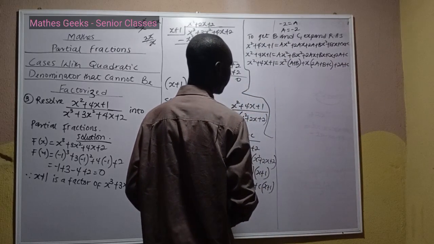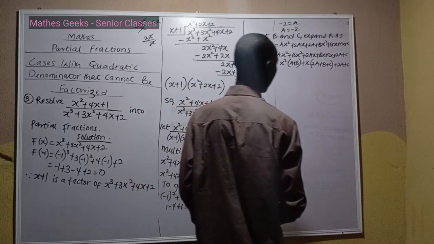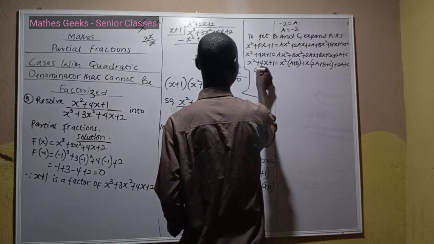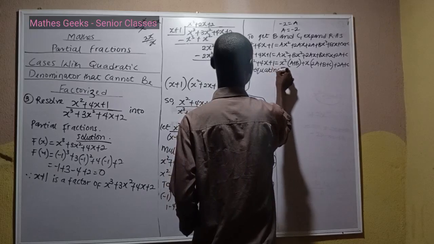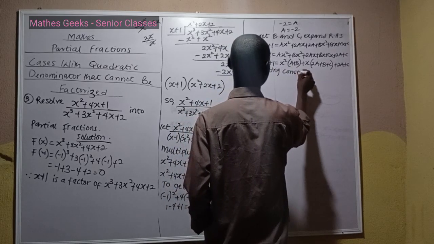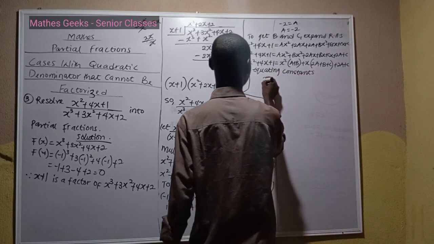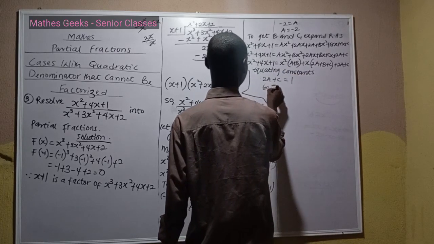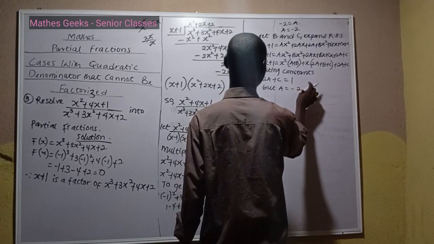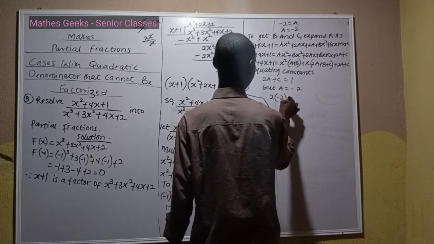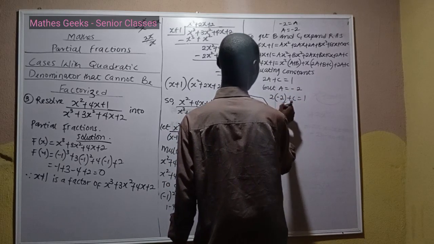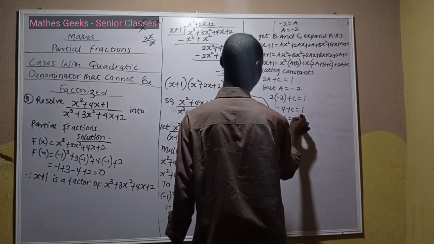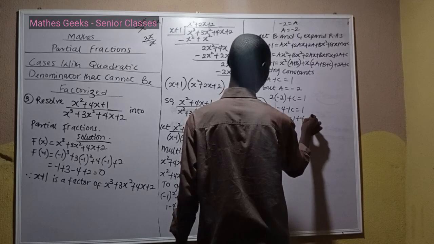So we know our a. Once we get c, equating constants, we have 2a plus c is equal to 1. But a is equal to minus 2. So 2 times minus 2 plus c is equal to 1. So this is minus 4 plus c is equal to 1, and c is equal to 1 plus 4, which is equal to 5.